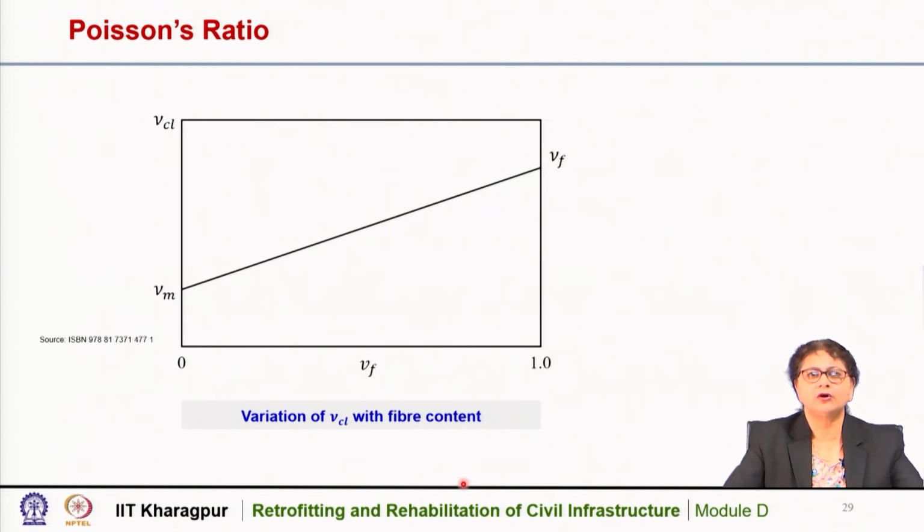This is the variation of the Poisson's ratio, the major Poisson's ratio of the composite with fiber content. Here the fiber content is plotted in this axis, and this is the Poisson's ratio of the composite. Now, with increase in the volume fraction of the composite, the major Poisson's ratio also increases significantly. So, this variation is linear. As we increase the volume fraction of the composite, the Poisson's ratio of the composite in the direction of the fiber also increases.